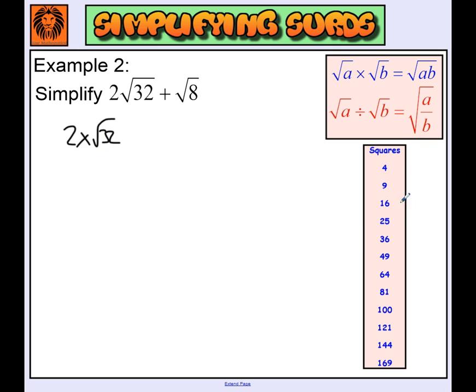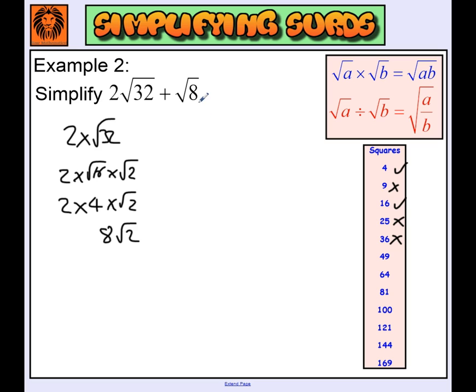Now looking at the big square number that goes into 32, you can see that 4 does, 9 does not, 16 does, 25 does not, and the rest are bigger than 32, so we know that they can't be. So we can rewrite this as 2 times root 16 times root 2. Now the root 16 simplifies to 4, so we have 2 times 4 times root 2, so 2 times 4 is 8, so this is 8 lots of root 2.